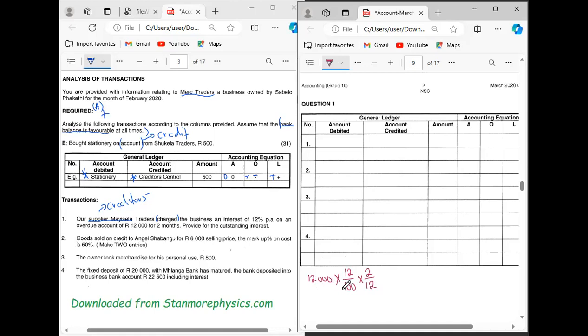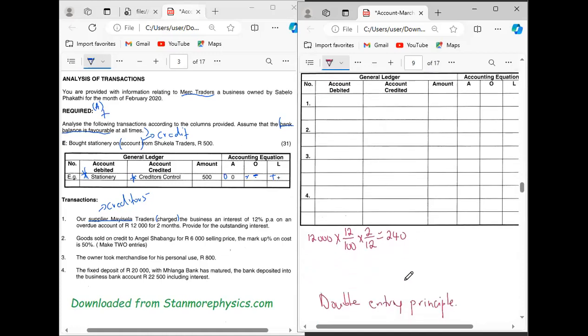So basically this is how we are going to calculate our interest: 12,000 multiplied by the rate of the interest percentage, multiplied by the months we are charged for. So how much are we going to have for interest? It's 12,000 multiplied by 12 divided by 100, multiplied by 2 divided by 12, and then we need to pay an extra 240 to our creditors, meaning they are charging us 240.